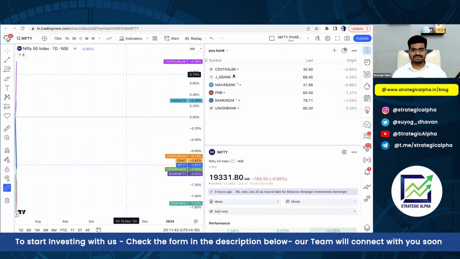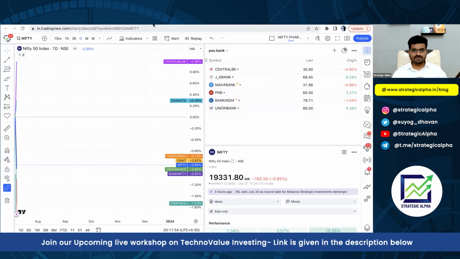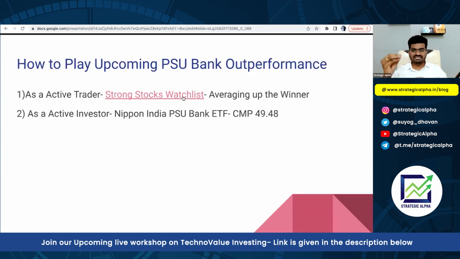From PSU Bank, Central Bank, Jammu Kashmir Bank, Maharashtra Bank, PNB Bank, Bank of India, and Union Bank. These are the 6 stocks which, at first, I bought in equal allocation, and I am going to selectively average up the winner. Whatever the winner comes, I'll be averaging it on the upside.